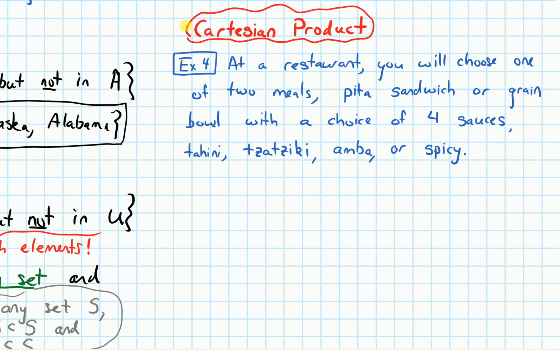In this video, we will talk about a Cartesian product. So I want to motivate what that is through an example. And this is example 4 because I'm continuing my numbering of examples from the previous videos of this section. So we've already done 3 examples in this section, and this is our 4th one.